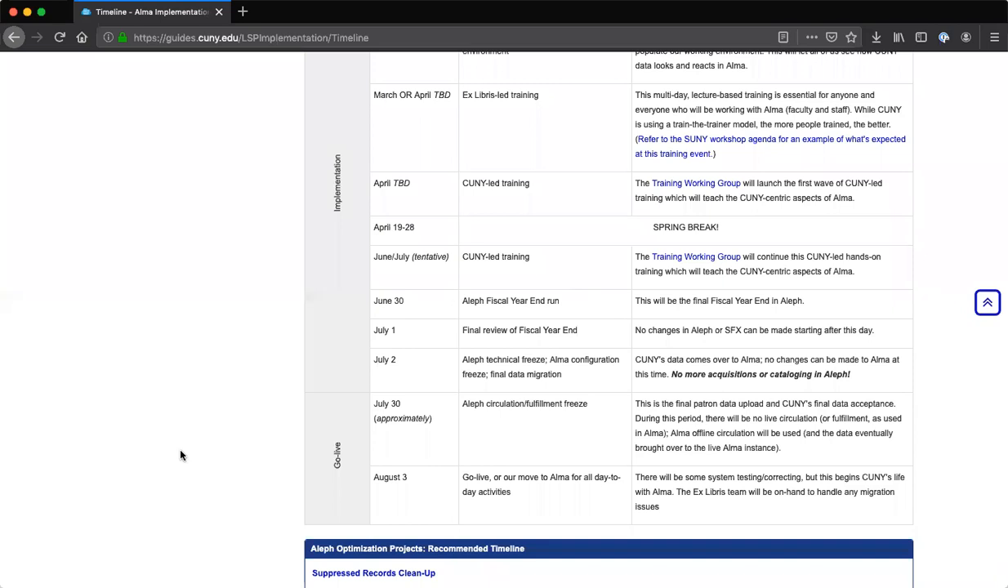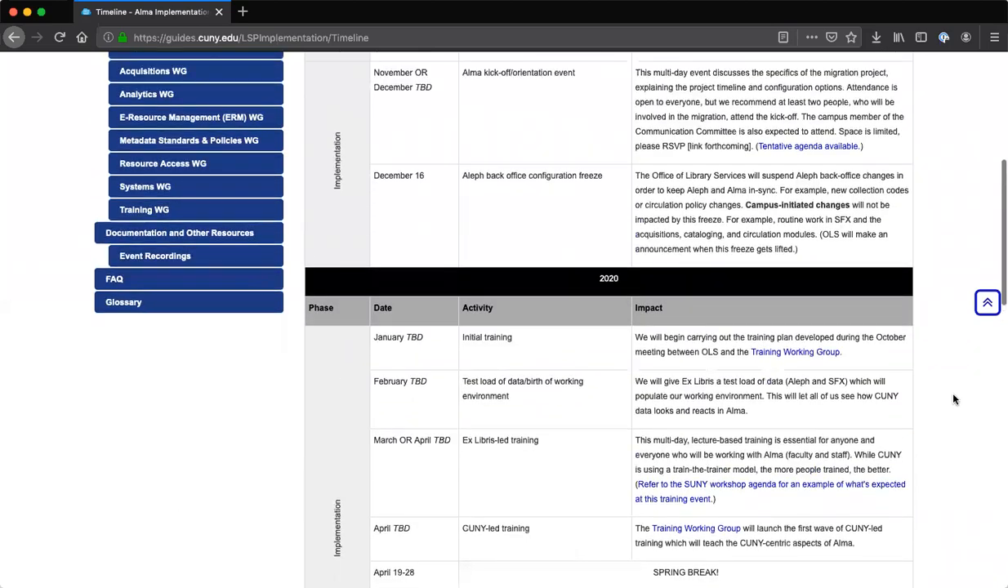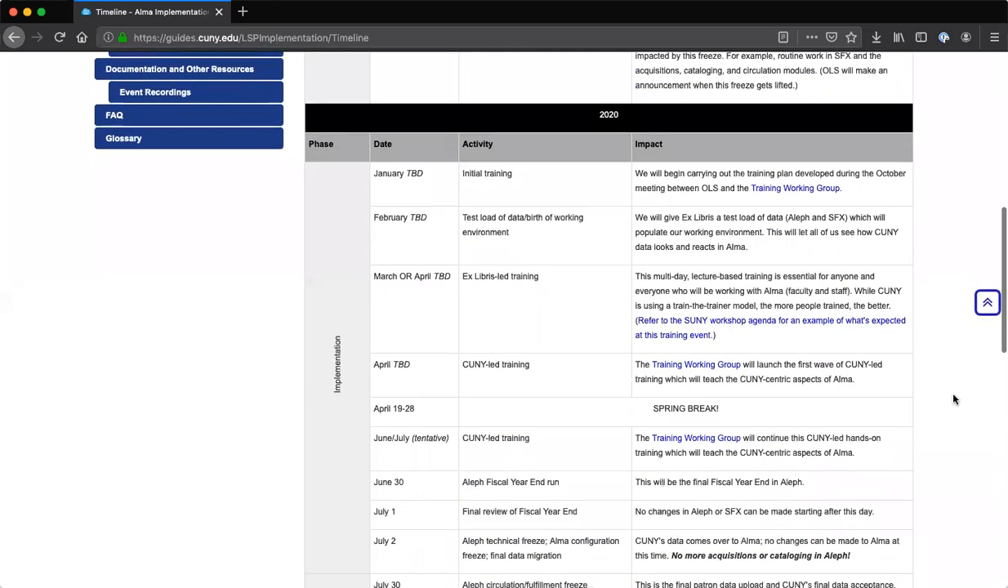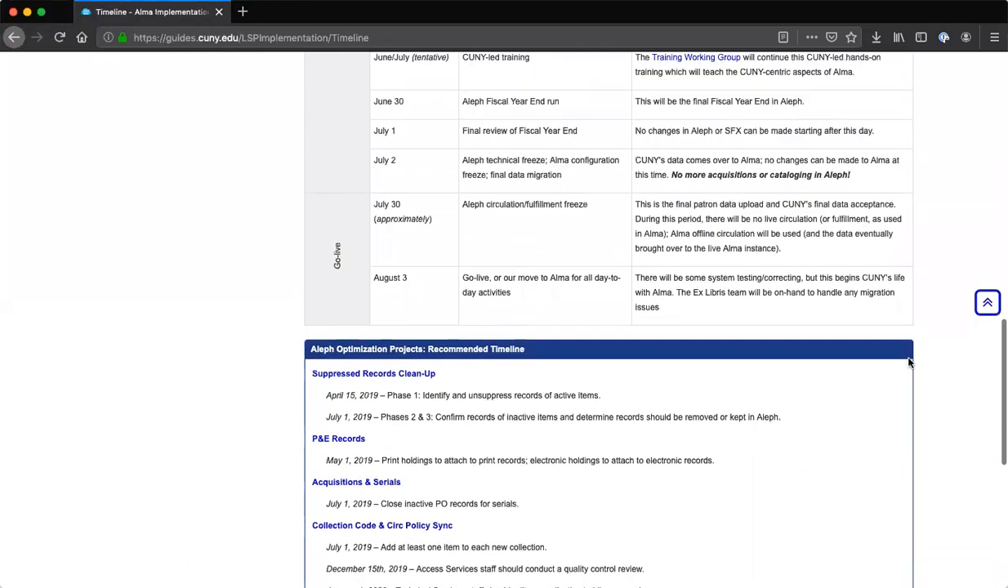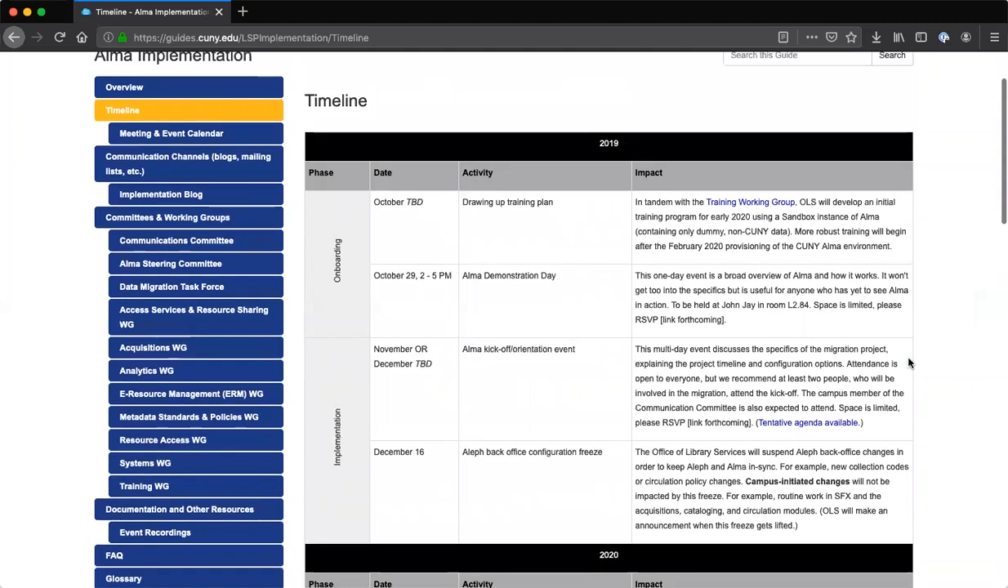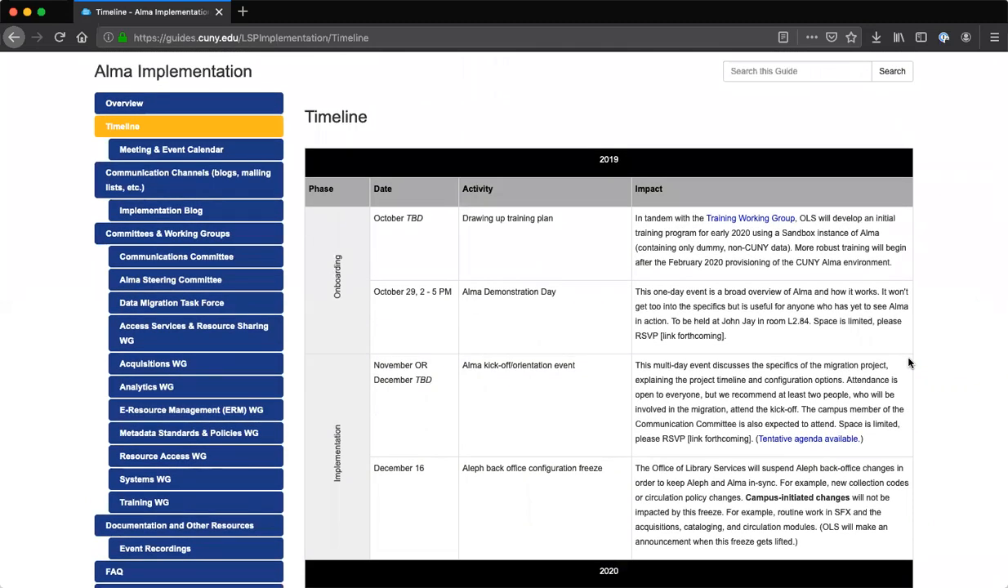Are there any other questions, comments, concerns about the timeline, about Alma, the implementation, the Aleph cleanup projects? Just another reminder that I can't hear any of you for some reason, so please use the chat box.